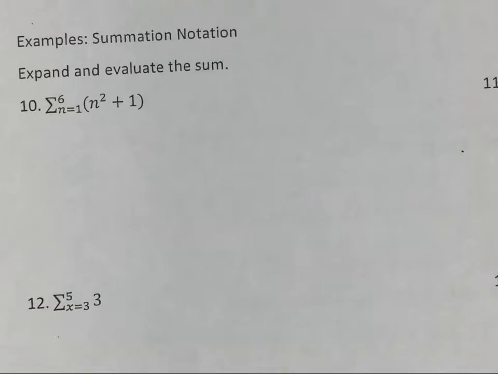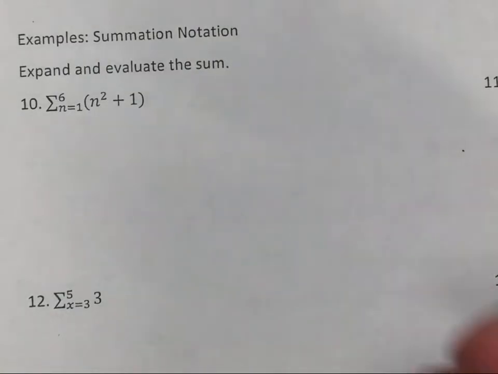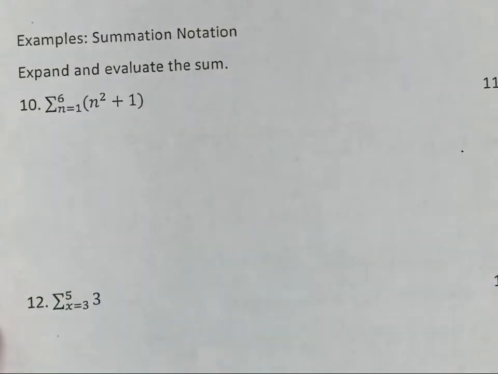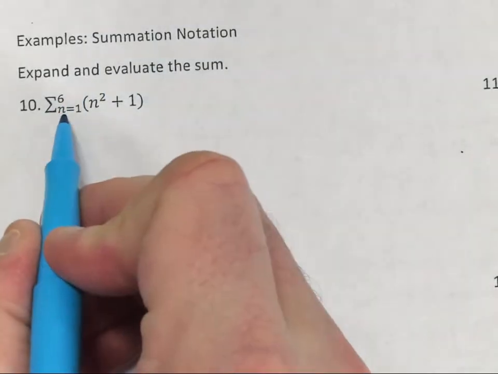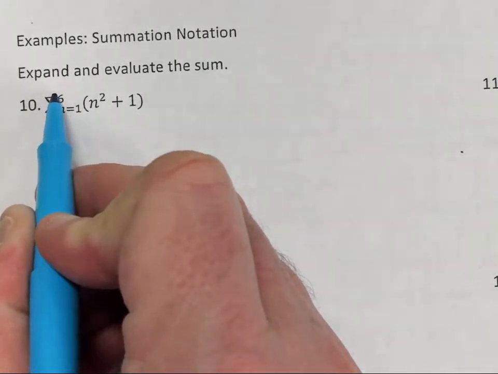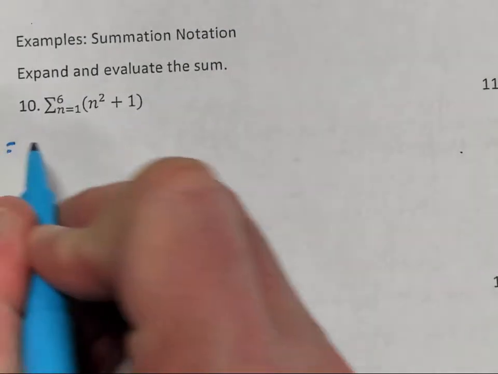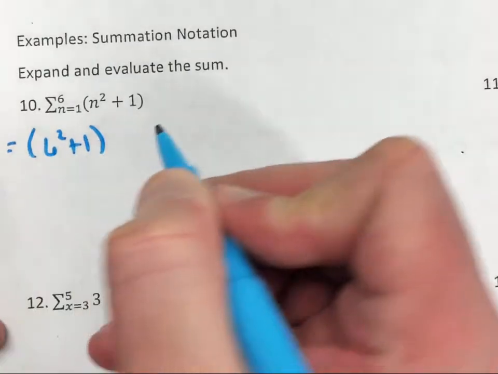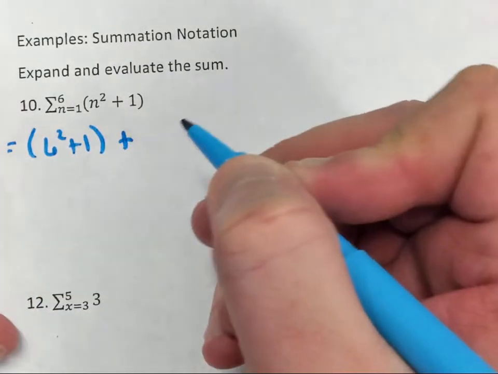Alright. So, we have this n squared plus 1, and we have this summation. These numbers right here tell you what to plug into this sequence, okay? It says you're going to start at 6 and go all the way down to 1, or you can start at 1 and go all the way up to 6, whatever way you want. So, I always start with 6 and go down. So, this will be 6 squared plus 1 plus, that's why it's summation.